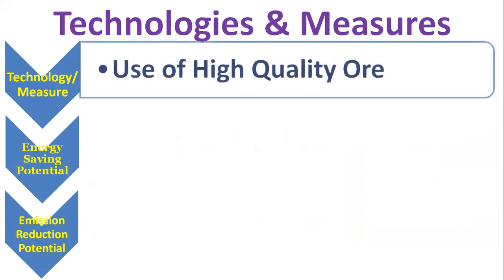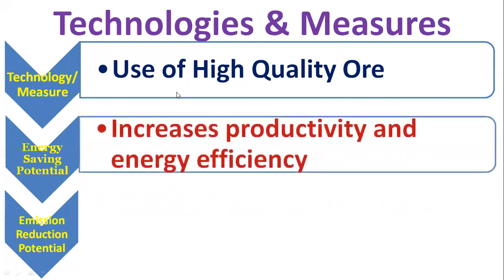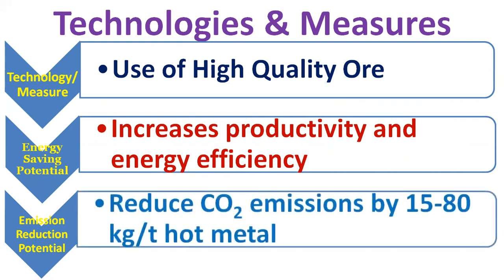So the first one is the use of high quality ore. The use of high quality ore increases productivity and energy efficiency of the iron making process. This technique will reduce the carbon dioxide emissions by 15 to 80 kg per ton of hot metal. The economic benefits are connected with increasing productivity, reduced energy consumption, and decrease in the demand of reducing agents. That's the first measure that we will be considering.